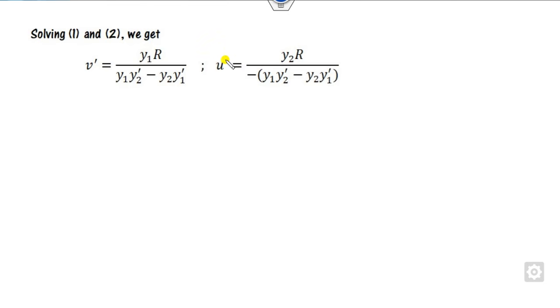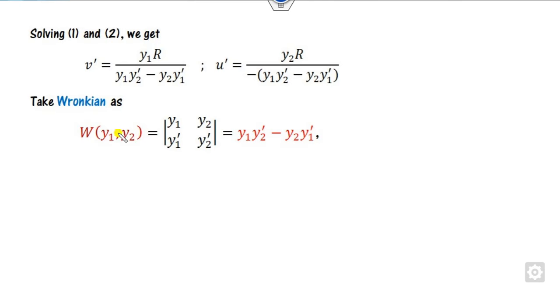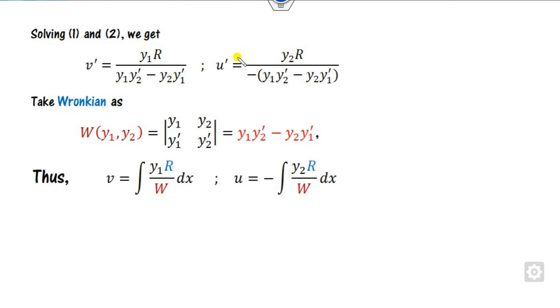Once you get here, you can see what the denominator part is. I can easily write it as a Wronskian, where y1 and y2 are given to you. So this is nothing but W. So I can write it here like this.